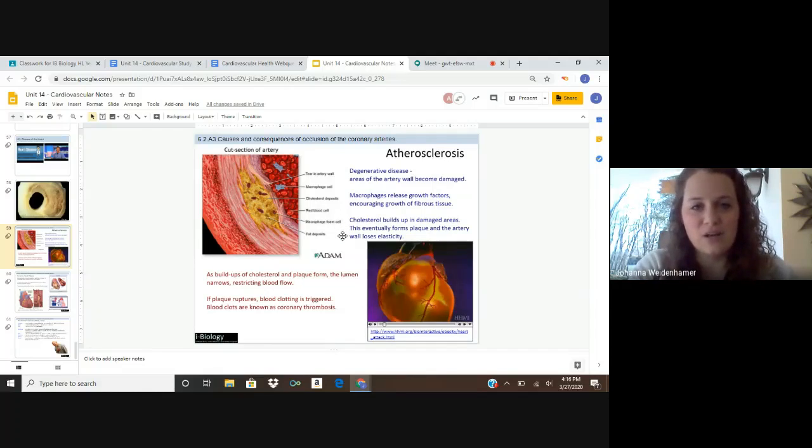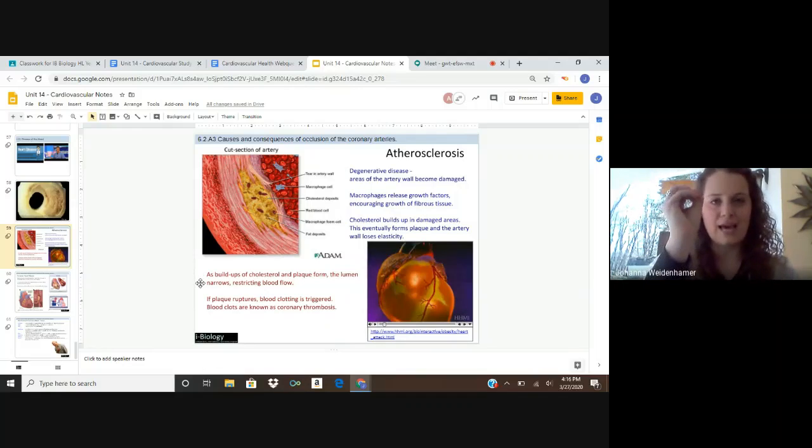Now, cholesterol builds up in damaged areas, so this eventually forms plaque and the artery wall loses elasticity. So if there's something going on with the wall of the artery, plaque and cholesterol can build up there, which can cause even more problems moving forward. So as build-ups of the cholesterol and plaque form, the lumen narrows, restricting blood flow.